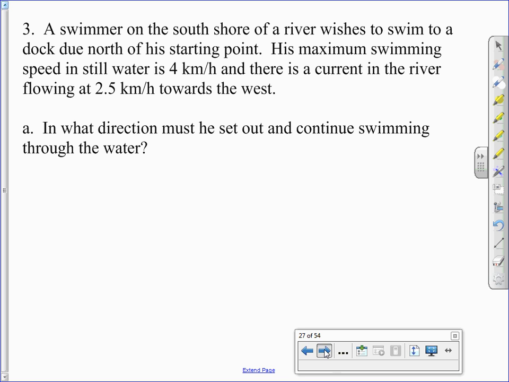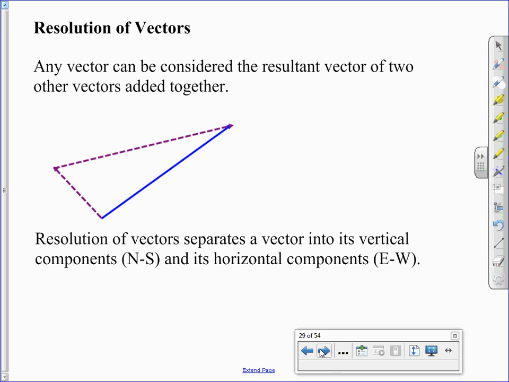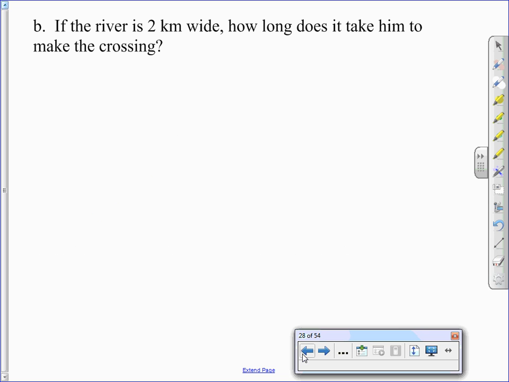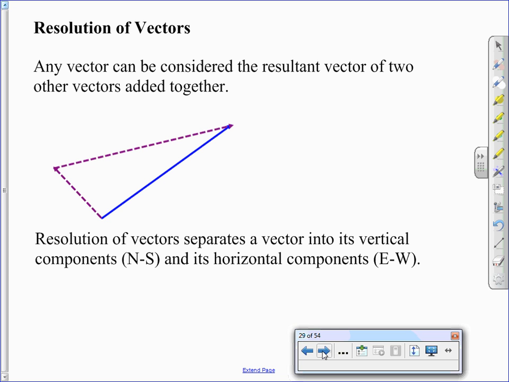I'm going to leave this example and the next question, maybe for next week if we need to go through it. In the meantime, though, I'd like to talk to you about resolution of vectors. It's, again, nothing that's going to be too complicated for you, but you need to understand it to do all of your assignment.